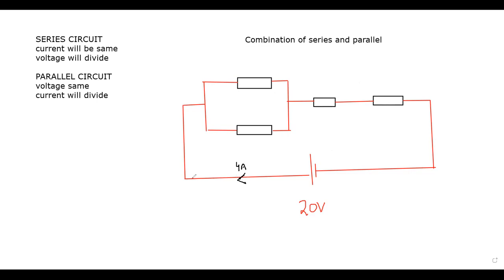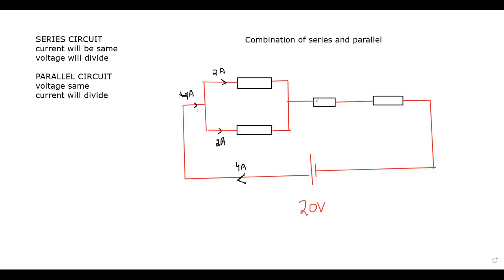If the total current is 4 ampere, when it enters this parallel part, if these two resistors are identical, then this total 4 ampere current, which is the flow of charges, will divide equally. Why? Because I mentioned both are identical. If they are not identical, then it will have unequal division, but if they are identical, then equal division, like divided by 2.